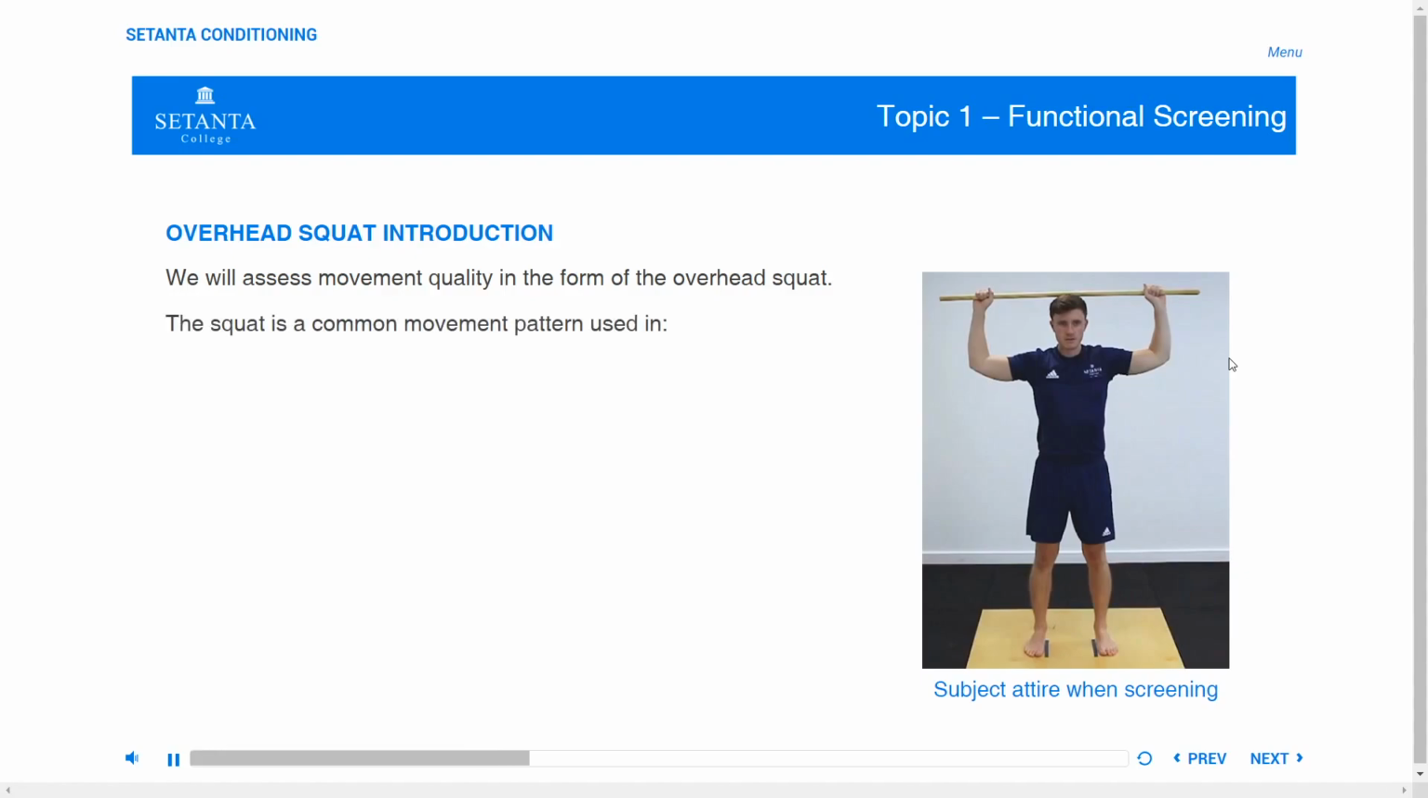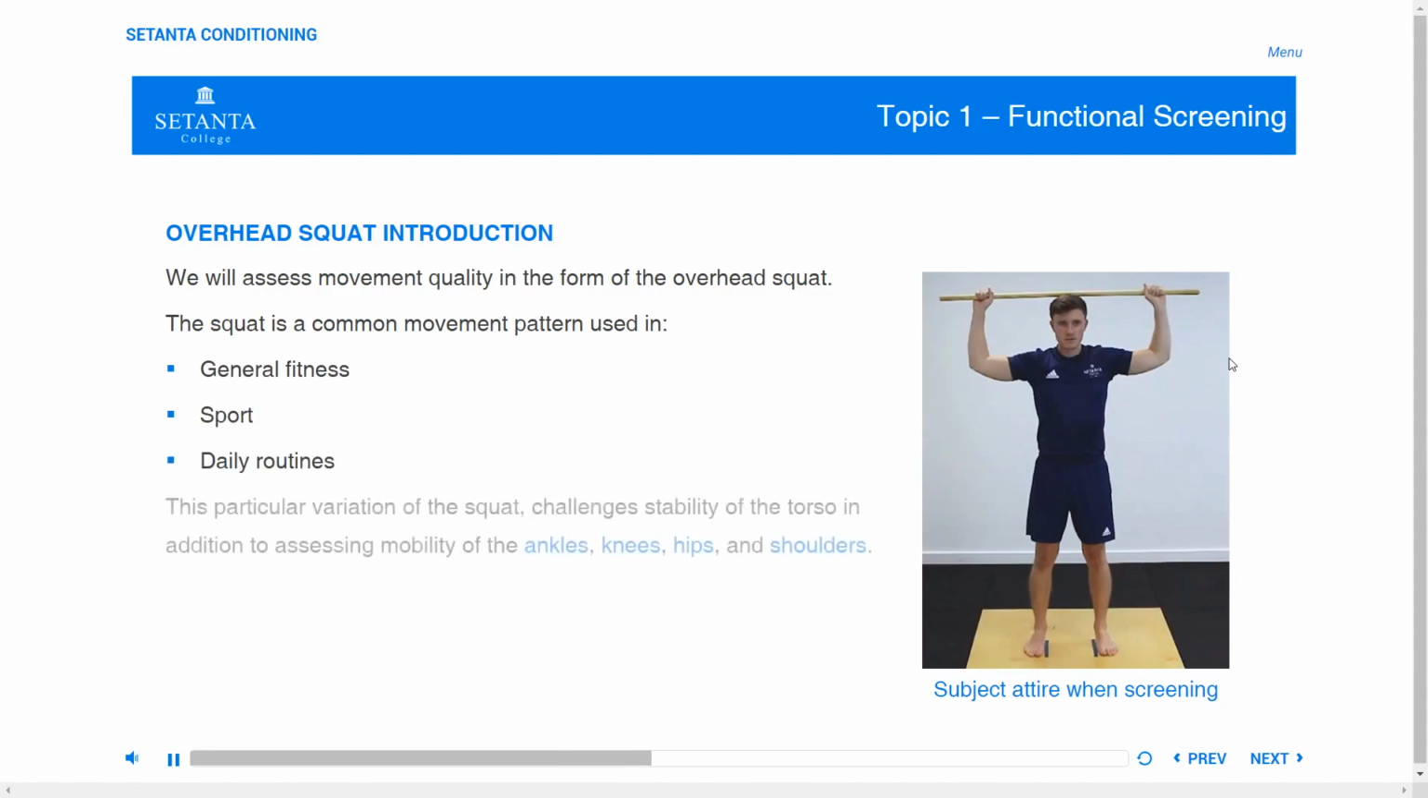The squat is a common movement pattern used in general fitness, sport, and even daily routines, such as sitting or standing from a chair. This particular variation of the squat challenges stability of the torso, in addition to assessing mobility of the ankles, knees, hips, and shoulders.